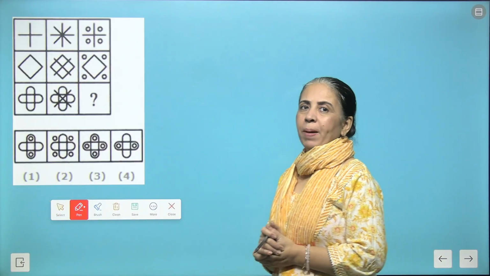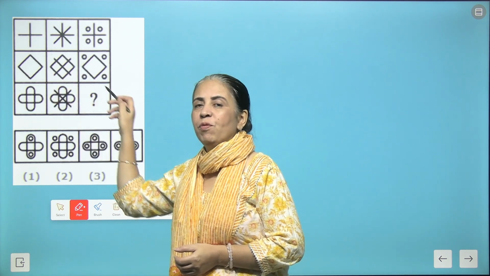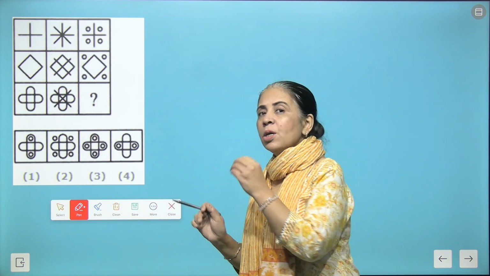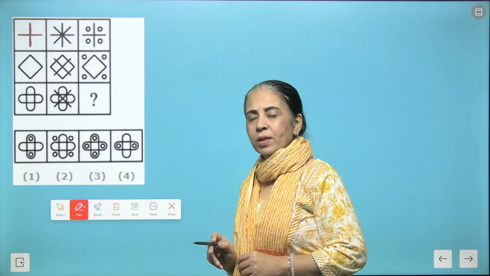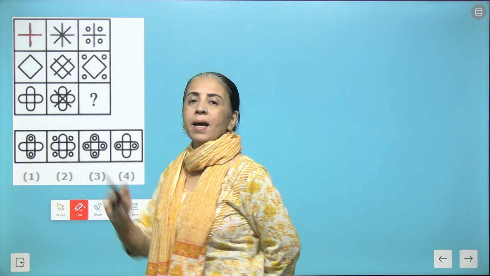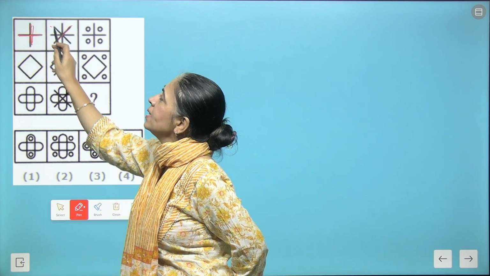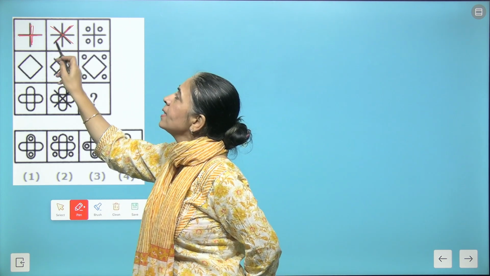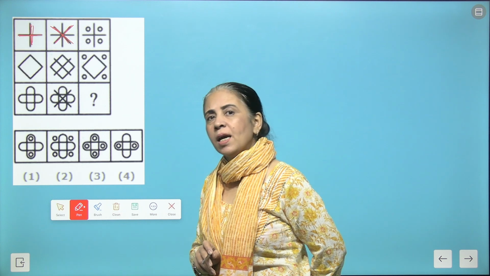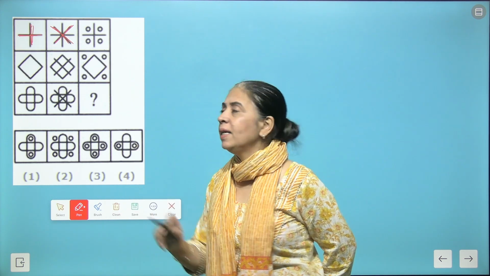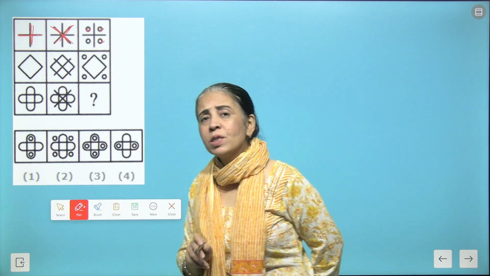So let's observe the pattern. The pattern followed in the first row will be followed in the second row and the third row as well. Observing the figure, we can see we have two lines, a vertical and a horizontal, meeting at the center, and this plus has two more lines in the second cell. They are slanting lines meeting at the same point. And what do you see in the third cell? These slanting lines are removed and they are replaced by four circles.